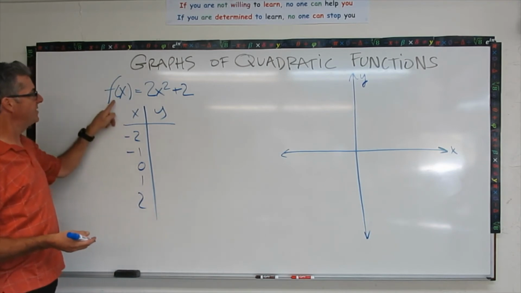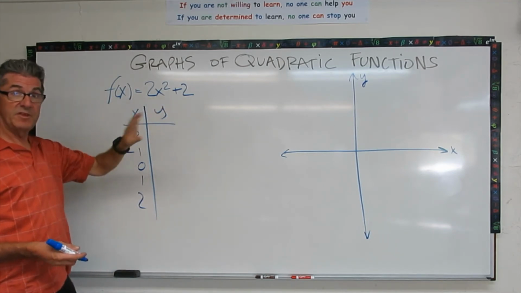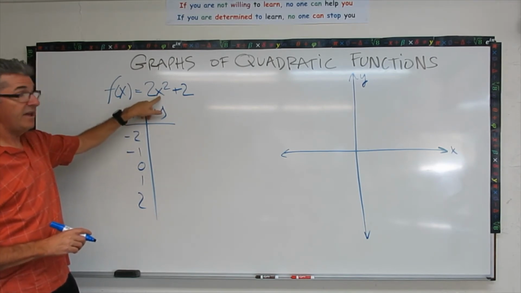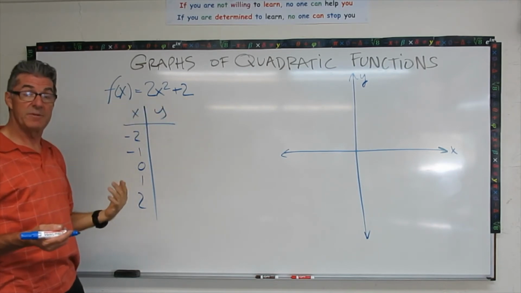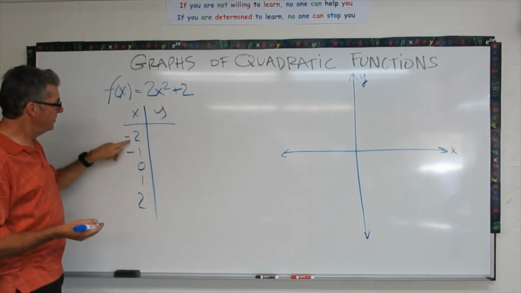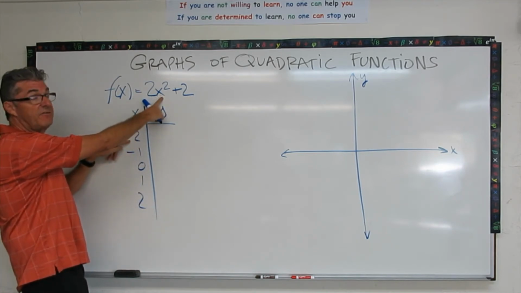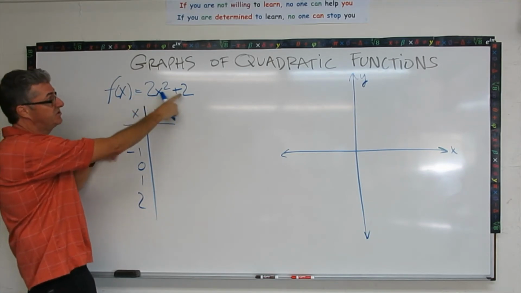I put the function up here. It's f of x equals 2x squared plus 2. Remember, the other one was just plain x squared. So we're multiplying the value here by 2, and then we're adding 2 to the result. So it's going to give us a little bit of a different graph. Okay, so if I plug negative 2 in for x, negative 2 squared is 4, times 2 is 8, plus 2 is 10.